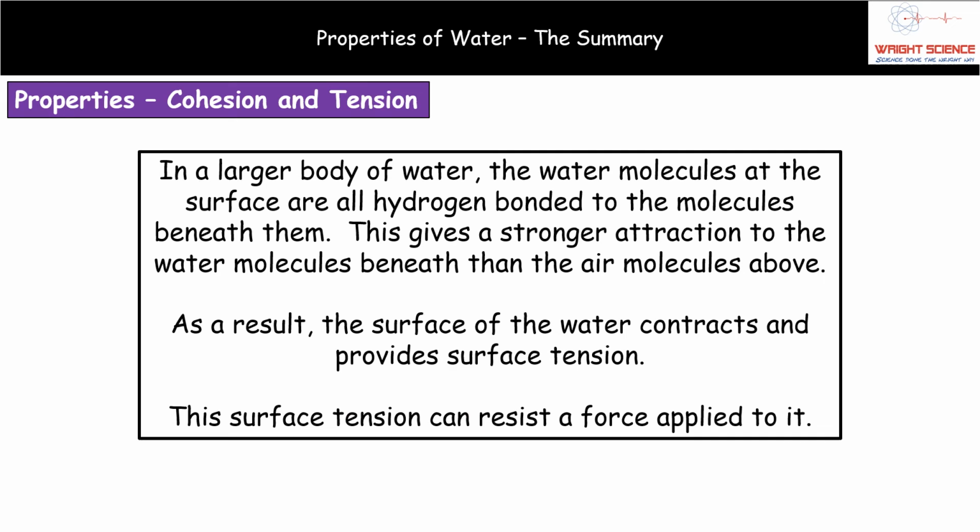That means that if we consider the top of a lake or a pond, then we've got this layer of water molecules all hydrogen bonded together, and as a result of that, they're going to have a stronger attraction to the water molecules beneath them than the air molecules above. So what happens is the surface of the water is actually going to contract and create this surface tension. Now, that's going to be very important to us because if we've got this surface tension, when a force of certain size is applied to it, it can resist that force.